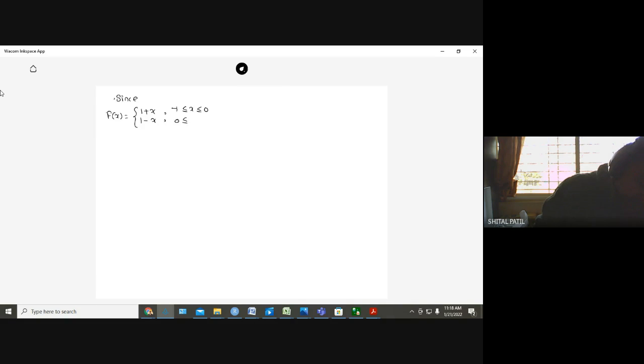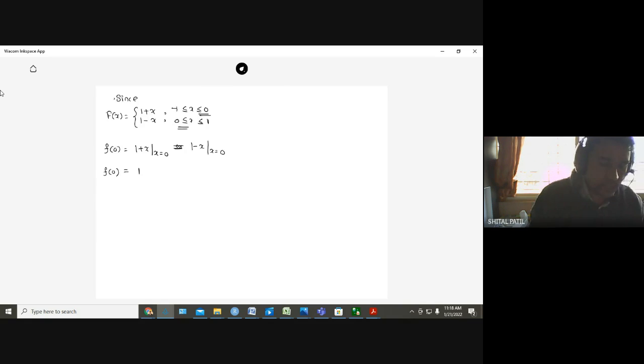This is the function that we have. Now we have to find f of 0. How can we find f of 0? You take any value, maybe 1 plus x or 1 minus x, and find its value at 0. Both of them are equal, f of 0 equal to 1. Since x equal to 0 is there in both cases, we can take any value. Whether you take 1 plus x at x equal to 0 or 1 minus x at x equal to 0, it is 1 only.